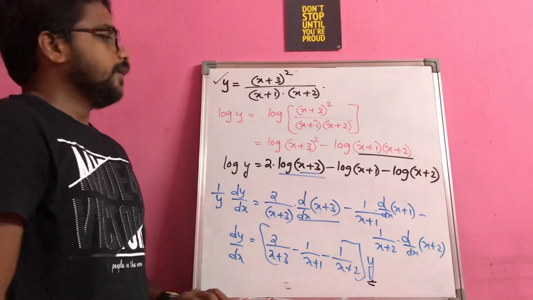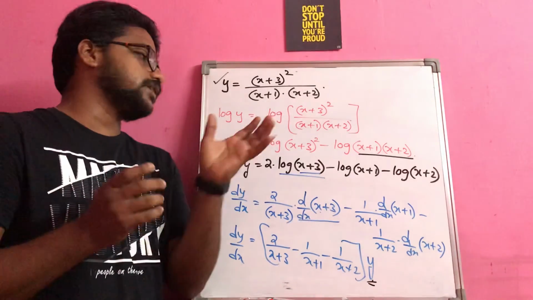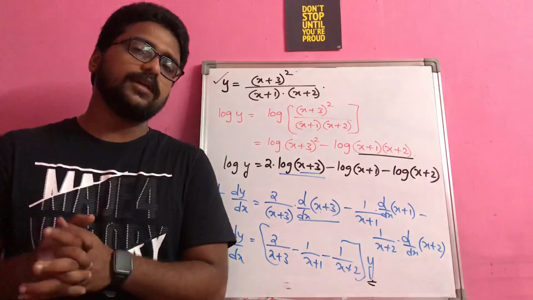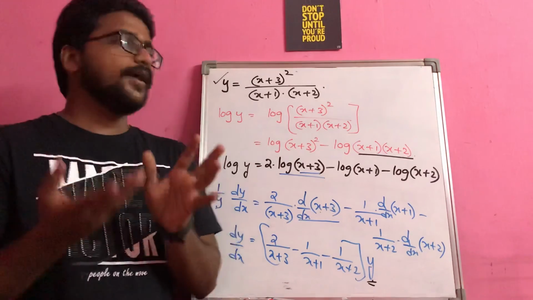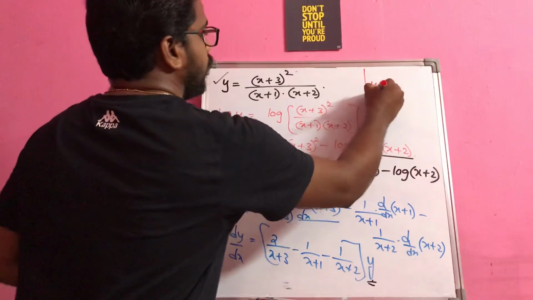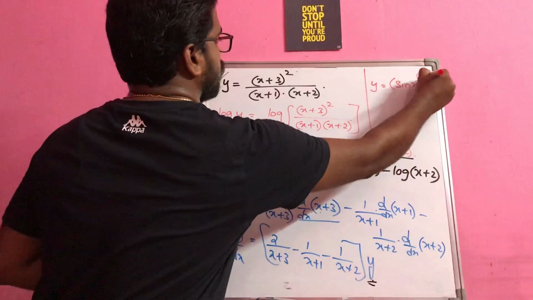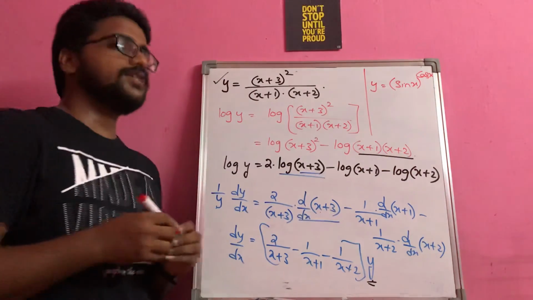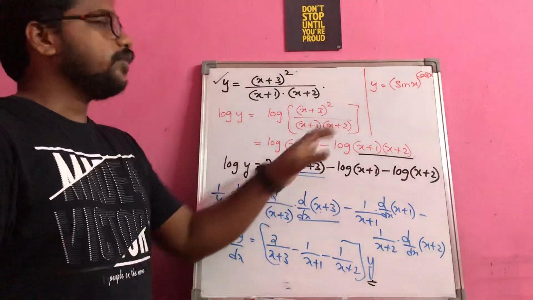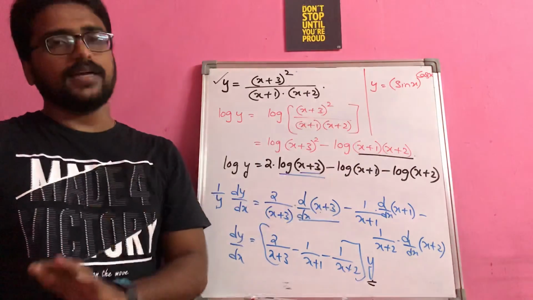Right? In the next class there is another important model with respect to the same power function model, that we will discuss. Meanwhile, I will give a small question as homework. Try to do this: y is equal to sin x whole power cos x. It is just a similar model. Try to apply logarithm on both sides and then go for the further simplification.